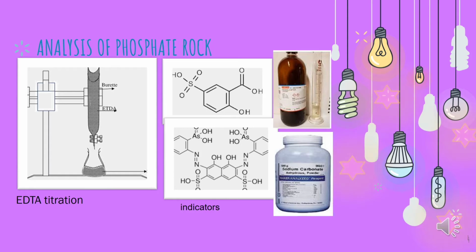And indicators are also used. The first structure, which is of sulfosalicylic acid, and the second structure, which is of arsenazole-3, are used for the analysis of calcium and iron, and the solutions of sodium carbonate and triethanolamine are used to maintain the pH required for the analysis.